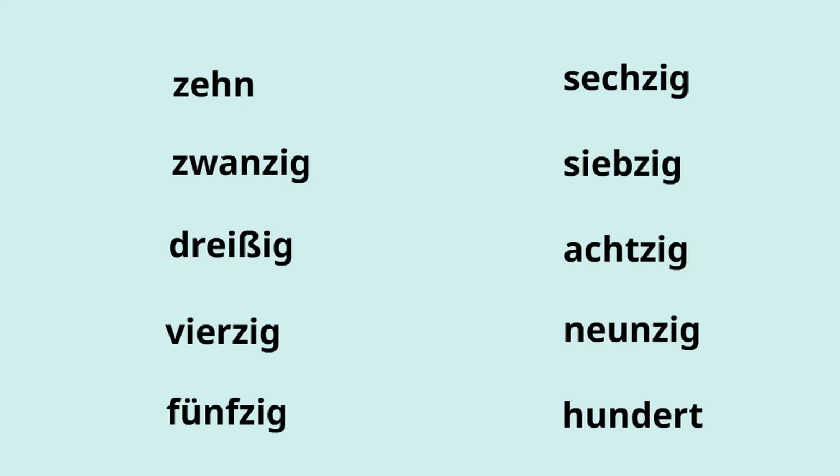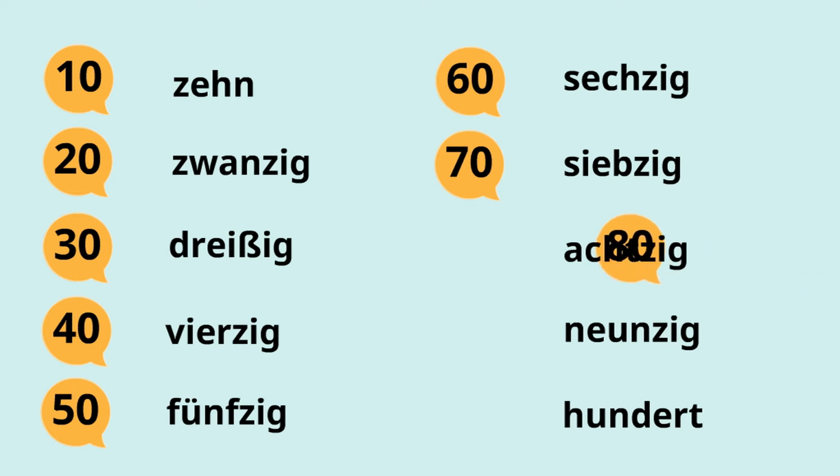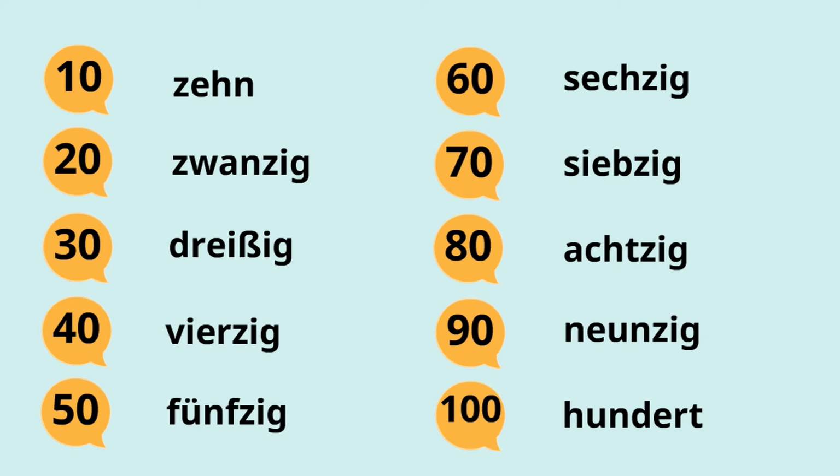Now that we have reached 20, let's look at all the numbers in intervals of tens until 100. 10, 10, 20, 20, 30, 30, 40, 40, 50, 50, 60, 60, 70, 70, 80, 80, 90, 90, 100, 100.